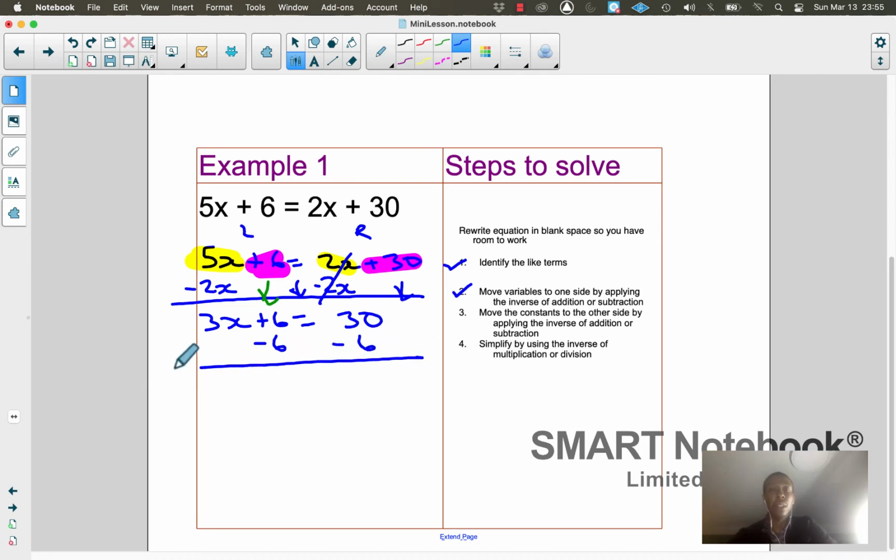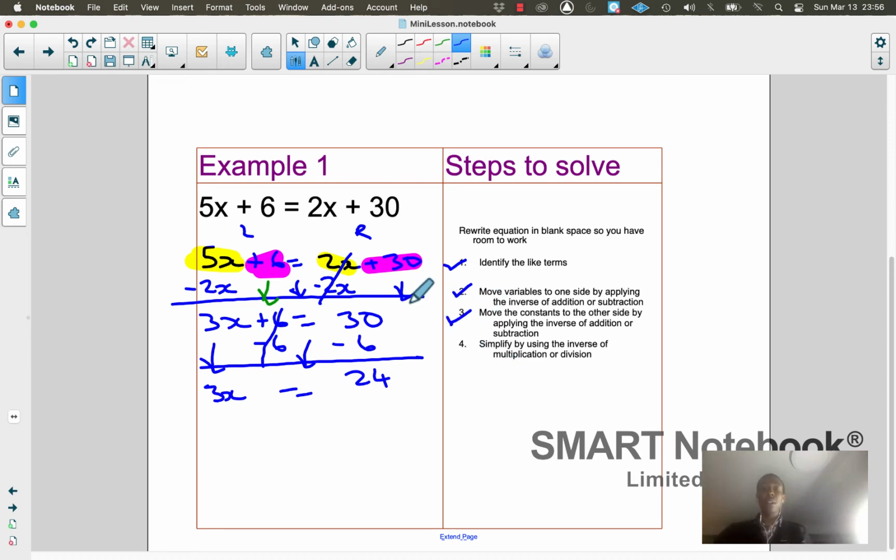Very good. So now simplify. 6 minus 6 cancels out. Okay. 30 minus 6, we're left with 24. Okay. Just bring down what we have remaining. 3x, okay, is equal to 24. So we did step number 3. Go ahead, put a check mark on step number 3.